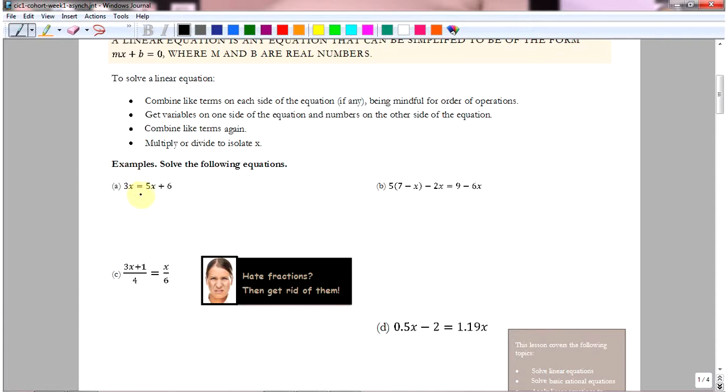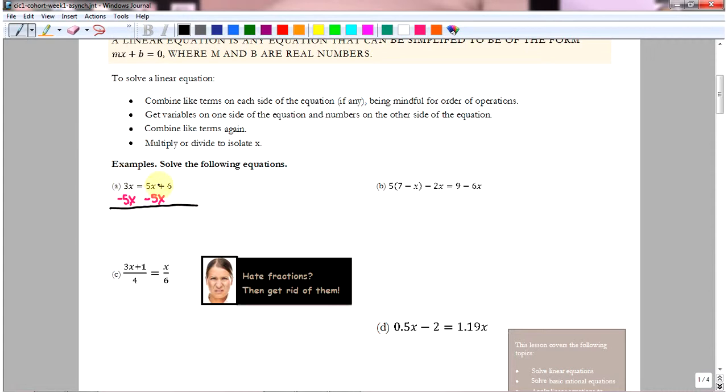Okay, so for part A, my first step is to combine like terms on either side of the equation if there are any. Well, they're not. 5x plus 6 are not like terms. So next, we need to get all the variables on one side and the numbers on the other. So I'm going to get my variables over to the left. So to do that, that means I need to subtract 5x on the right side. But keeping in mind that equal sign is like a balance, I need to subtract 5x on the left also.